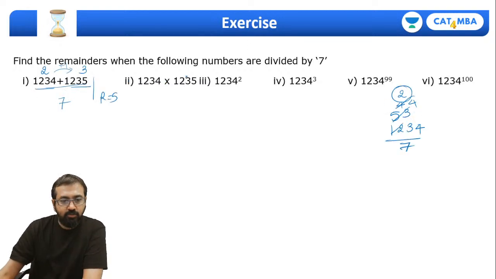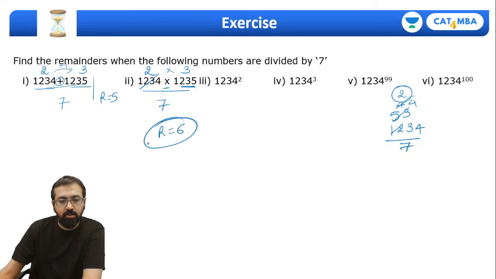Yeah, great. So what will be the remainder over here? What is the difference? There was a multiplication sign and there was a plus sign, and there is a multiplication sign over here. So 1, 2, 3, 4 divided by 7, remainder is 2. 1, 2, 3, 5 divided by 7, remainder is definitely going to be 3. 2 into 3, what is the remainder? Remainder is 6 over here in this case.